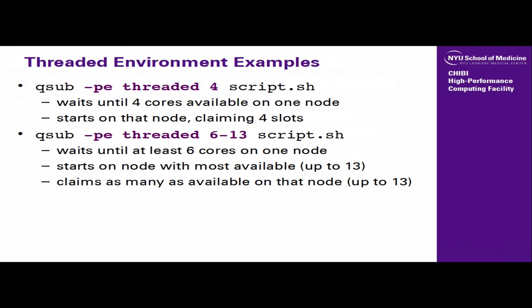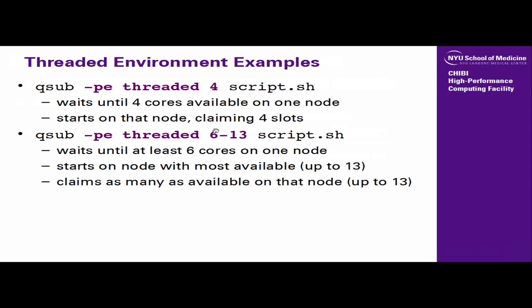So suppose, for whatever reason, you want to use exactly four cores or four threads. I'm going to use those interchangeably for now. You would say -pe threaded 4. What that does is it tells SunGrid Engine, first of all, don't even run my job until there's a node that has at least four slots available for me on the same node. Your job's going to sit there in qw until that's available. Once there's a node with four slots available, SGE will start your job there, and your job then claims four slots. And so the number of slots that's busy on that node goes up by four.